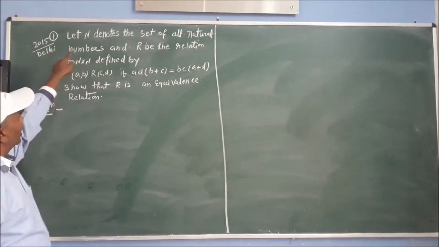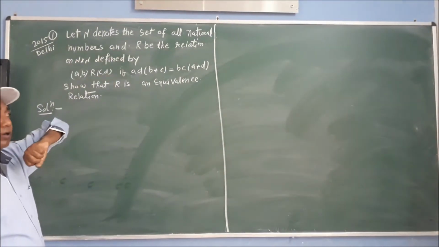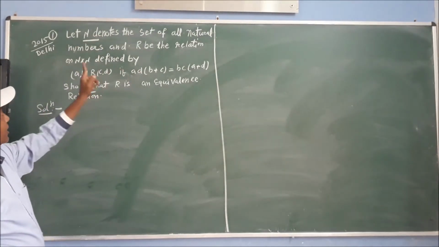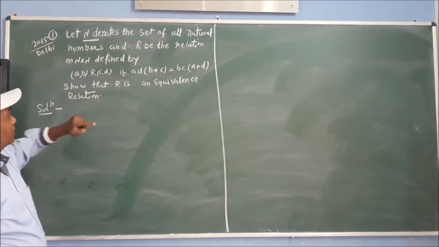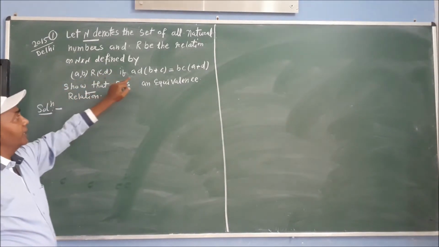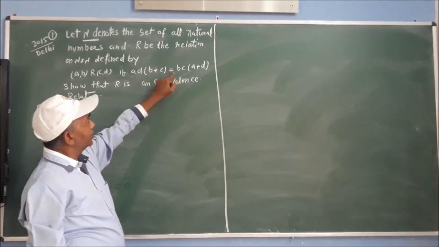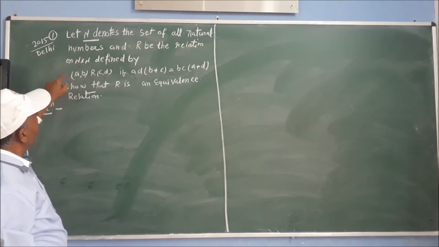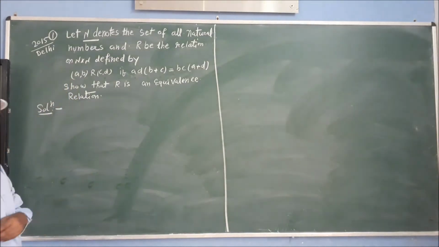First question is here. Let N denote the set of all natural numbers. Here N is the set of natural numbers, and R is the relation on N cross N defined by (A, B) is related to (C, D) if AD(B + C) = BC(A + D). We have to show that this relation is an equivalence relation.